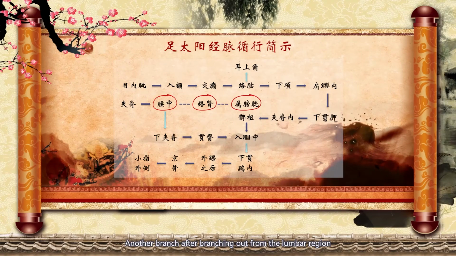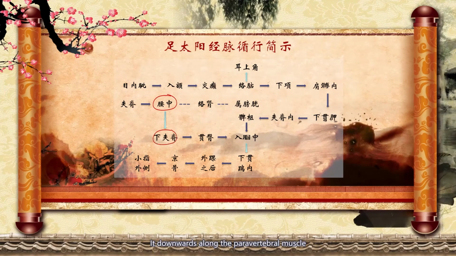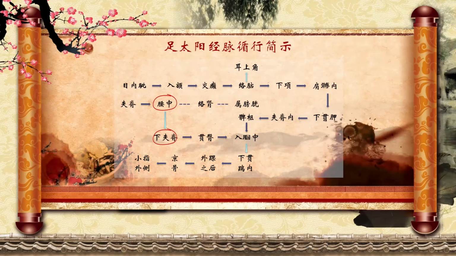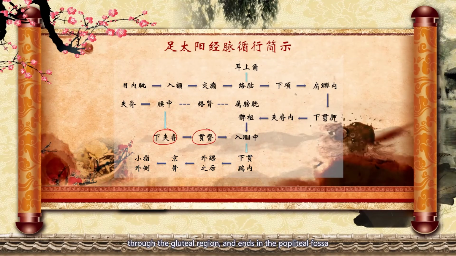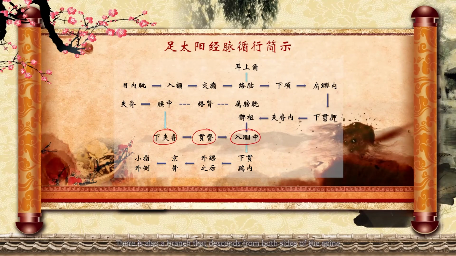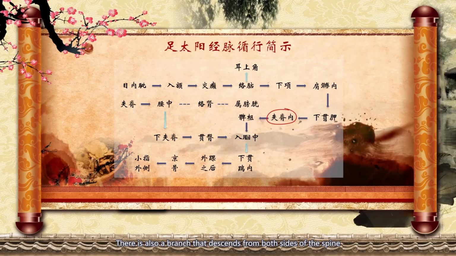Another branch branches out from the lumbar region. It runs downwards along the paraspinal muscle, passes through the gluteal region, and ends in the popliteal fossa. There is also a branch that descends from both sides of the spine. It runs the second lateral line of the bladder meridian.